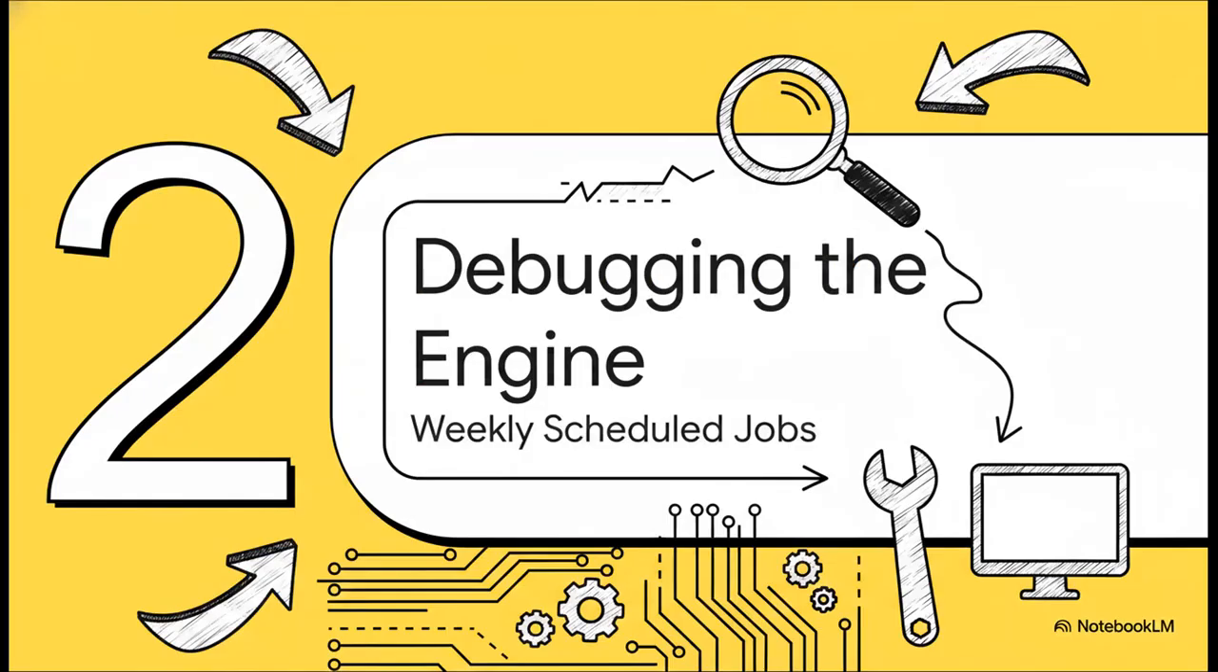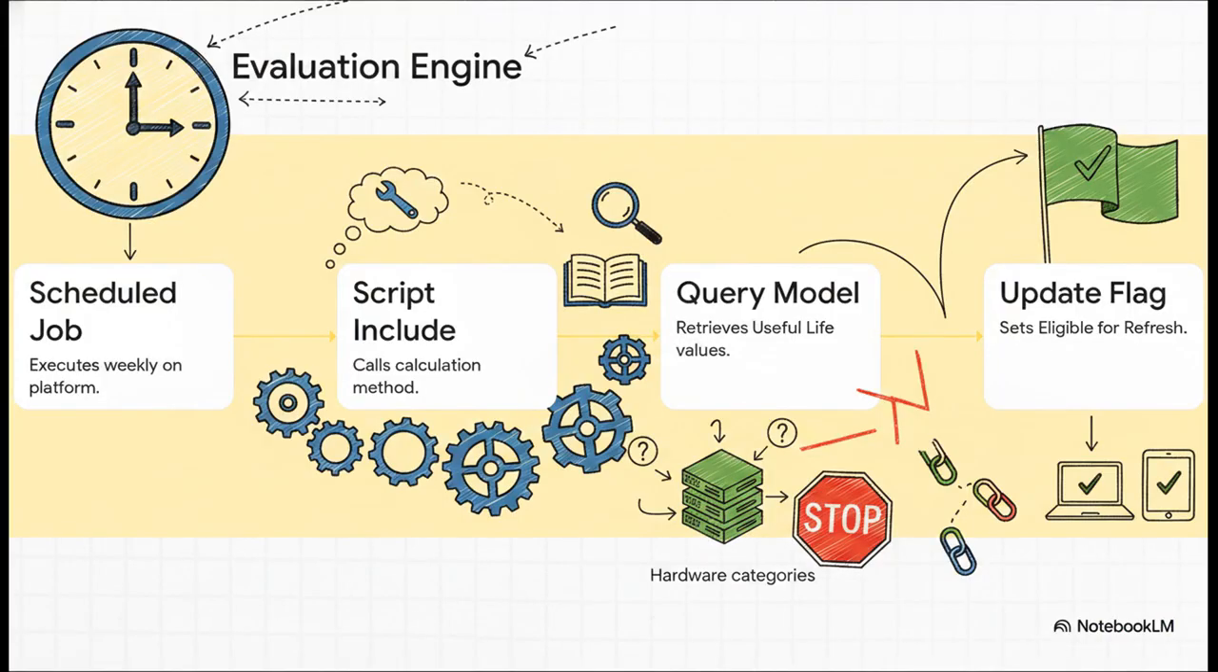Moving on to part two. Debugging the evaluation engine. Now, the eligible for refresh flag on your hardware records isn't magic. It's a highly specific, calculated output. It gets triggered by a four-step chronological flow that executes every single week on the platform.